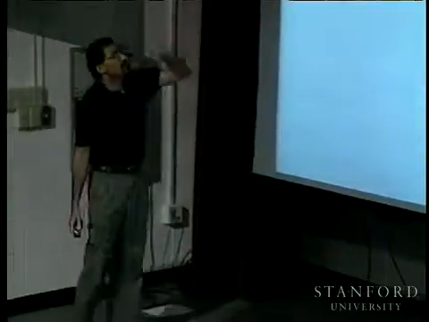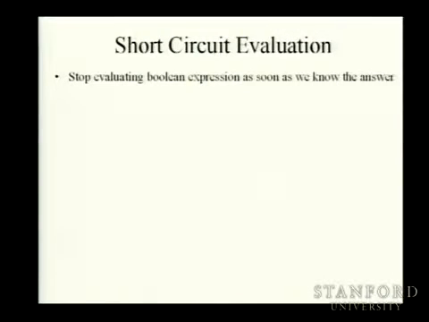Trust me. Short circuit evaluation, we actually stop evaluating Boolean expressions as soon as we know the answer. What does that mean? Okay, so let's consider something like this. P, which is a Boolean, equals 5 is greater than 3, or 4 is less than 2. Well, 5 is greater than 3, so as soon as we evaluate that part, that's true. True or anything is true, right? It doesn't matter what the value of this guy is, because we already got a true, and true ORed with anything is going to be true.